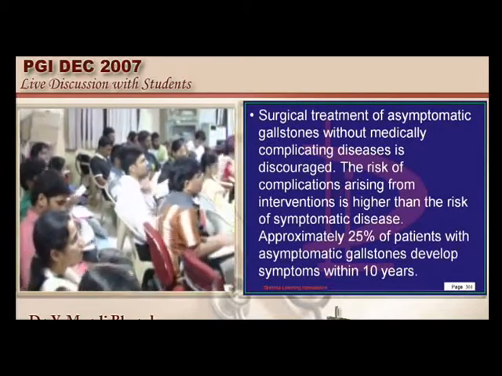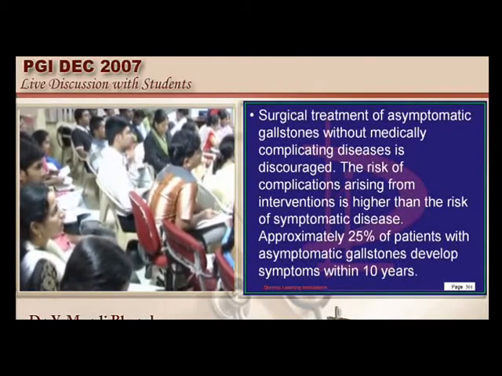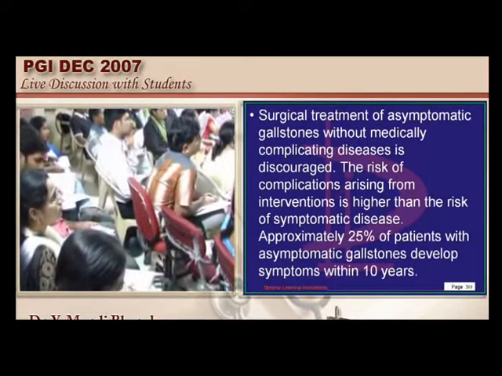Now question comes, a practical question. A patient has gallstones, totally asymptomatic. Radiologist has given an ultrasound report that there are gallstones.